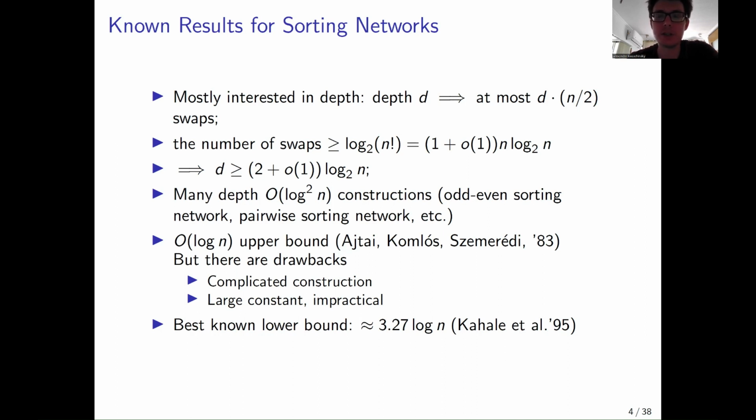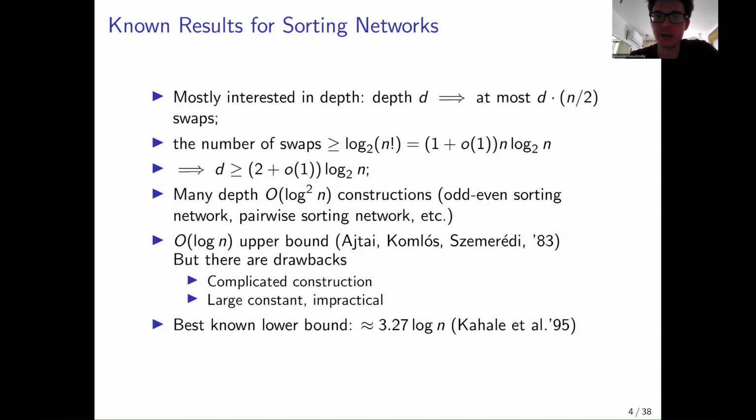Now, unfortunately, the situation is kind of like this. There are many relatively simple constructions where the depth is log squared n. It gives the number of swaps n log squared n, which is close to optimal, but not optimal. And there is only one construction where the depth is actually logarithmic, due to Ajtai, Komlós, and Szemerédi. But there are some important drawbacks of these constructions.